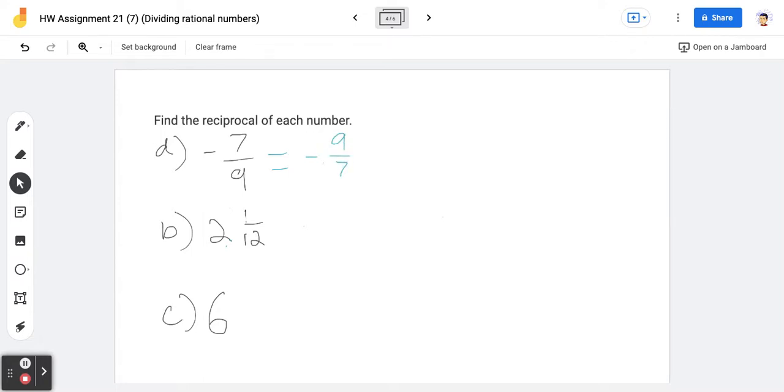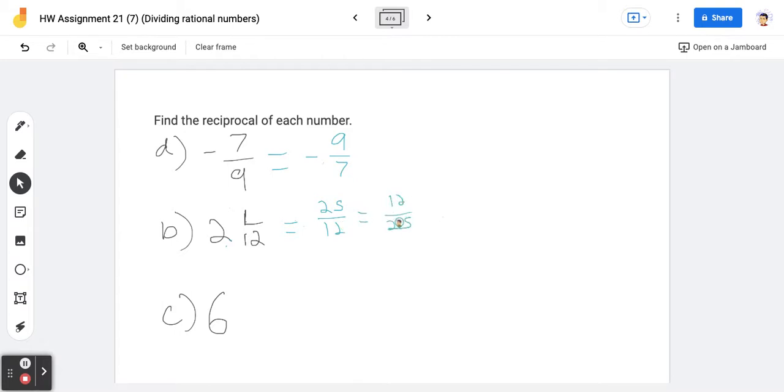2 and 1/12, that should be a 1. Taking the reciprocal of 2 and 1/12, I'm going to turn it into an improper fraction first. 12 times 2 is 24, plus 1 is 25. So it's really 25 twelfths. And the reciprocal of 25 twelfths is 12 25ths.